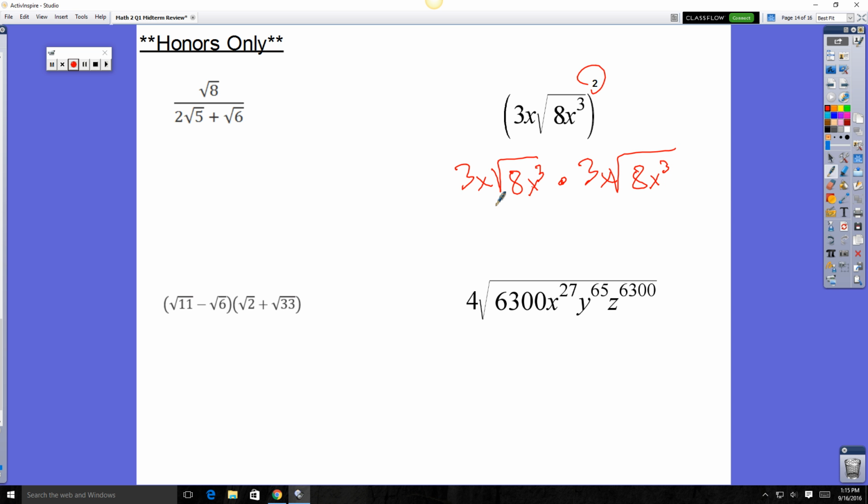So you can have the coefficients 3x times 3x, that's going to be 9x squared. And now this guy, square root of 8x cubed times square root of 8x cubed is square root of 8x cubed squared. It's that times itself, and this square and the square root, they're going to undo each other, so it is just going to be 8x cubed. And 9x squared times 8x cubed is going to be 72x to the 5th.